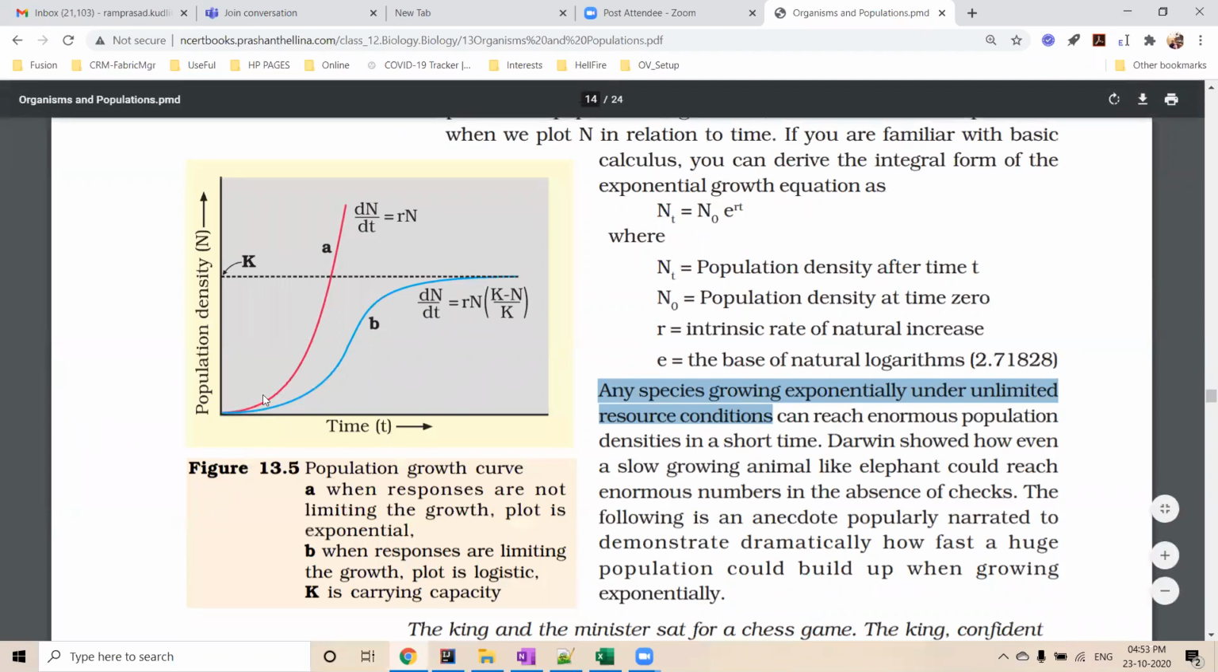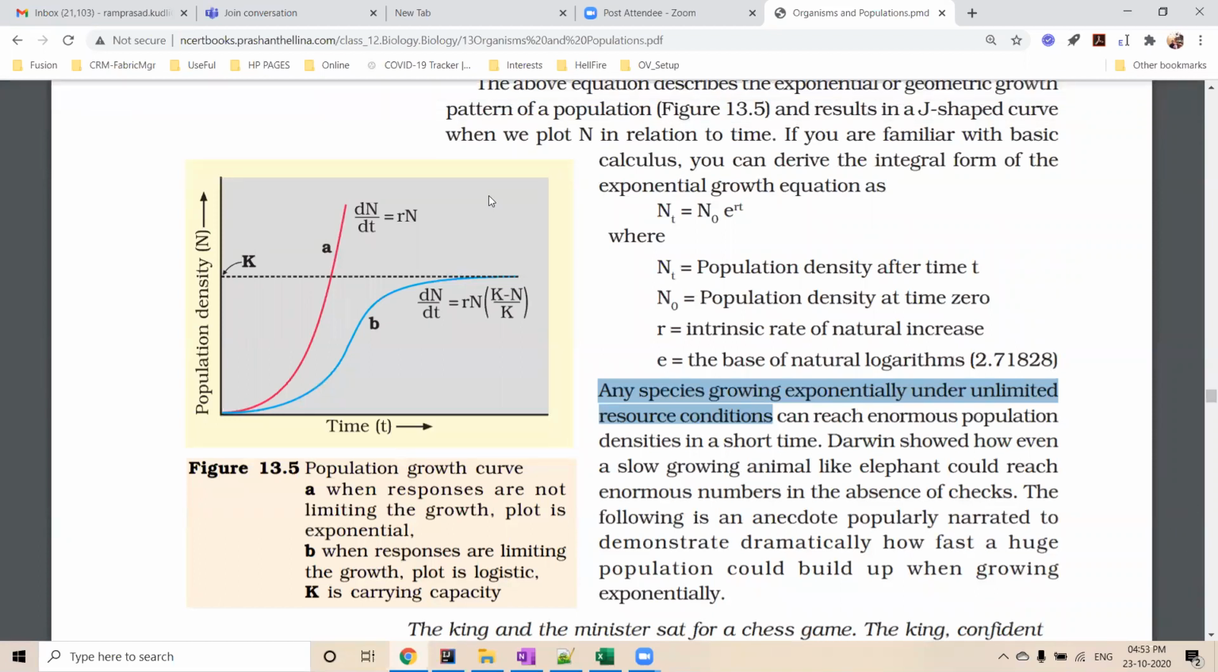If we look at this exponential growth, here we can mark and tell, r we know is the intrinsic rate of natural increase, nothing but birth rate minus death rate. And we also know in case of exponential growth, birth rate is increasing. So this equation we need to write, and this graph, and mention time on the x-axis, population density on the y-axis. And below that you can mention J-shaped curve or exponential growth.